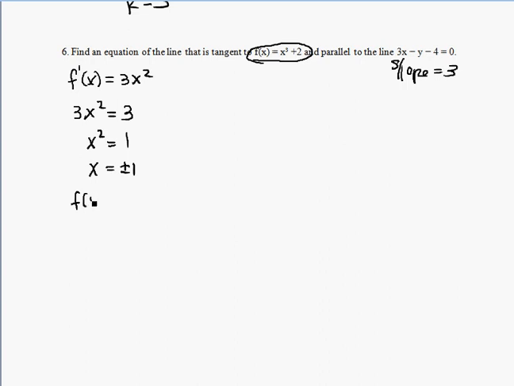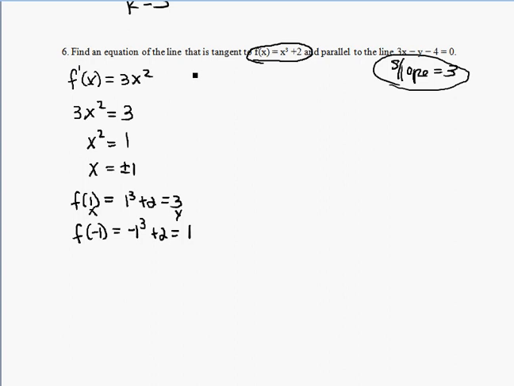So therefore, f of 1, we need to know the function value. That is 1 cubed plus 2, which is equal to 3. And f of -1 is equal to -1 cubed plus 2, which is equal to 1. So we have an x value and a y value, and our slope is 3, because these tangent lines have to be parallel to this line over here. So therefore the slope has to be 3. So an x and a y and a slope, an x, a y, and another slope.